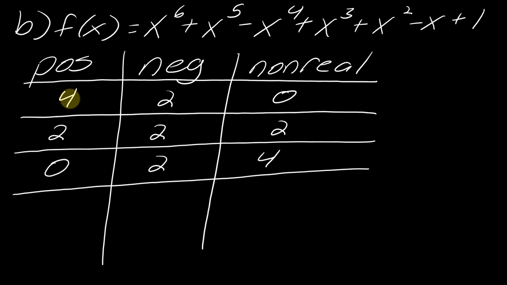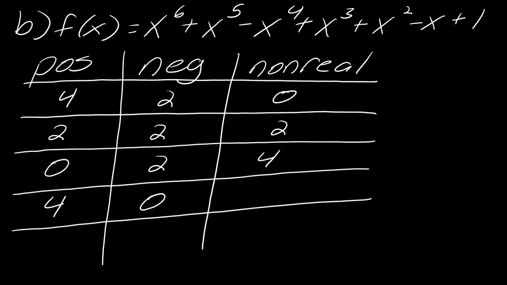Now I'm going to reset this column and do it to the negative column. Instead of having 2 negative real zeros, I'm going to transfer those into the non-real column. And now I need to do both of these at the same time. If I transferred 2 of my zeros in the positive column and 2 in the negative column, that would bring me to 4.